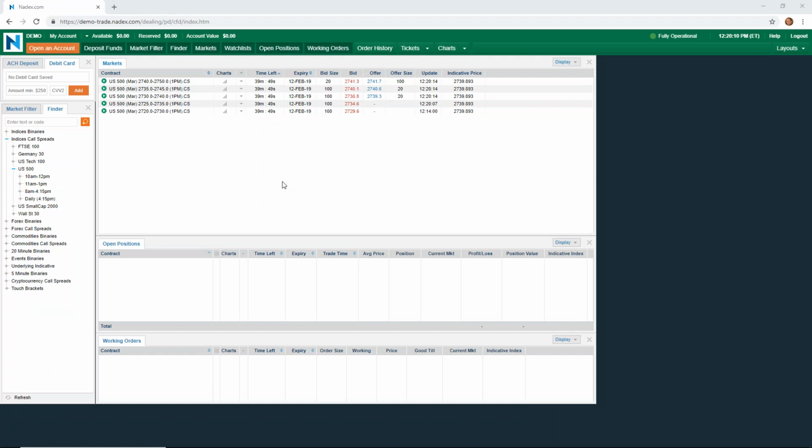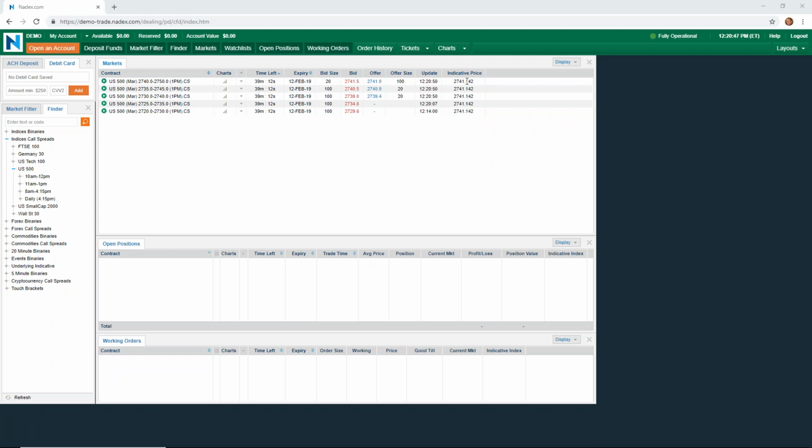Just want to spend a couple of minutes pointing out some of these contracts. Right here, I'm currently in the US 500, which is the S&P index. And then here on these contracts, we have about a handful of them, and we have about 40 minutes left on these contracts. And we're looking at basically the 11 a.m. to 1 p.m. contracts right here. So the indicative price, without even going to the chart, we can see the indicative price right here is at 27.41 for the S&P.